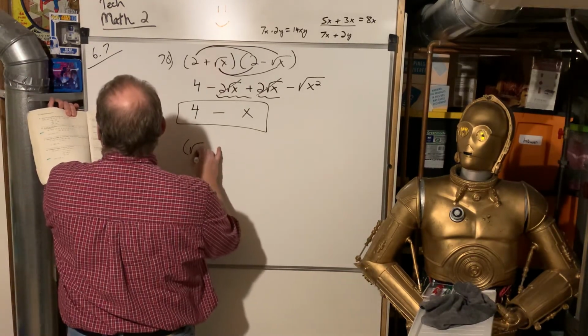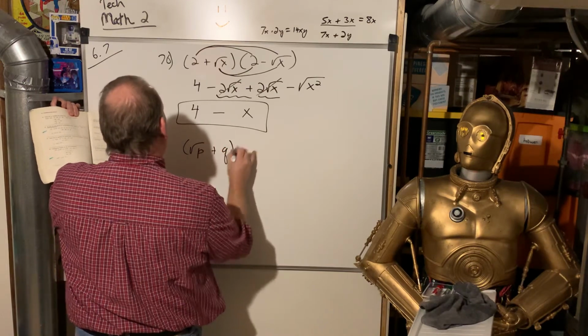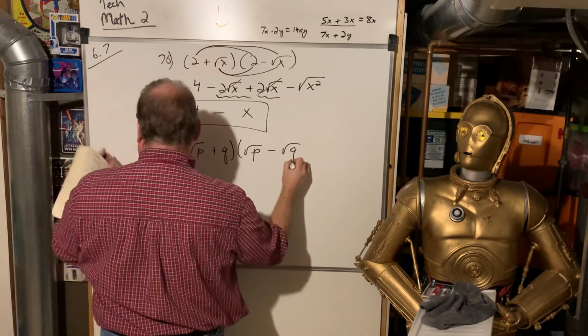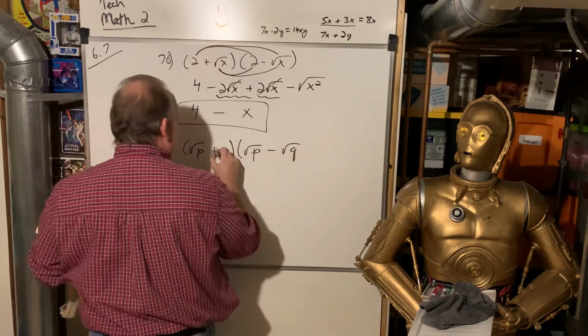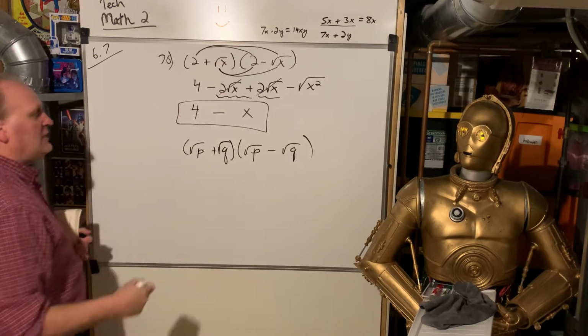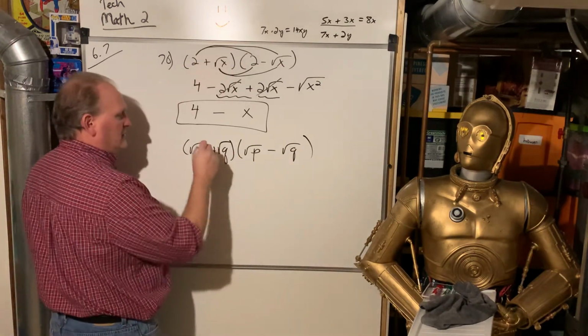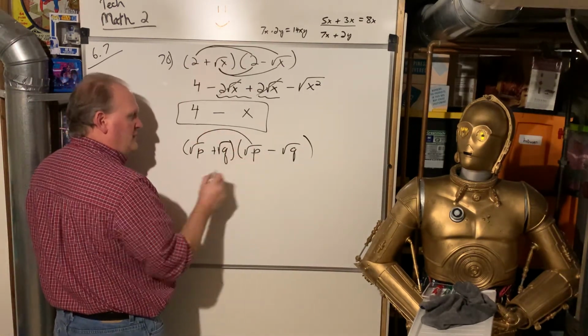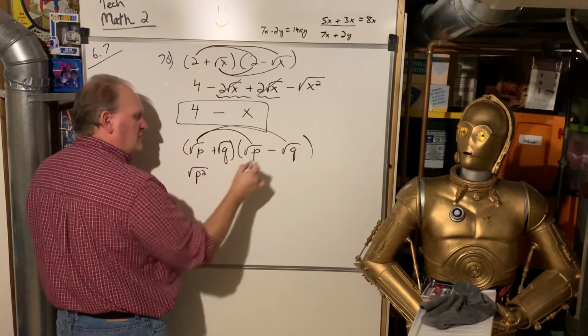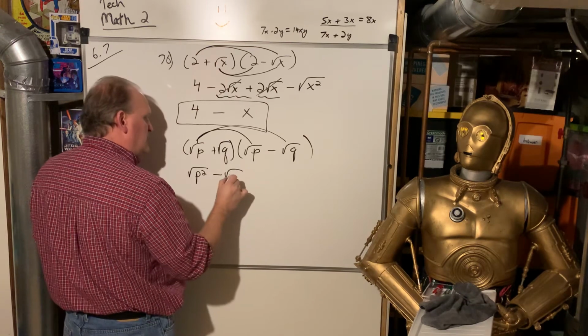Let's get another conjugate. We got the square root of p plus the square root of q times the square root of p minus the square root of q. Make sure you write down the problem correctly. Okay, so now look, everything's under a square root here. We got the square root of p times the square root of p. That's the square root of p squared. We got the square root of p times the square root of q. That's negative square root of pq.